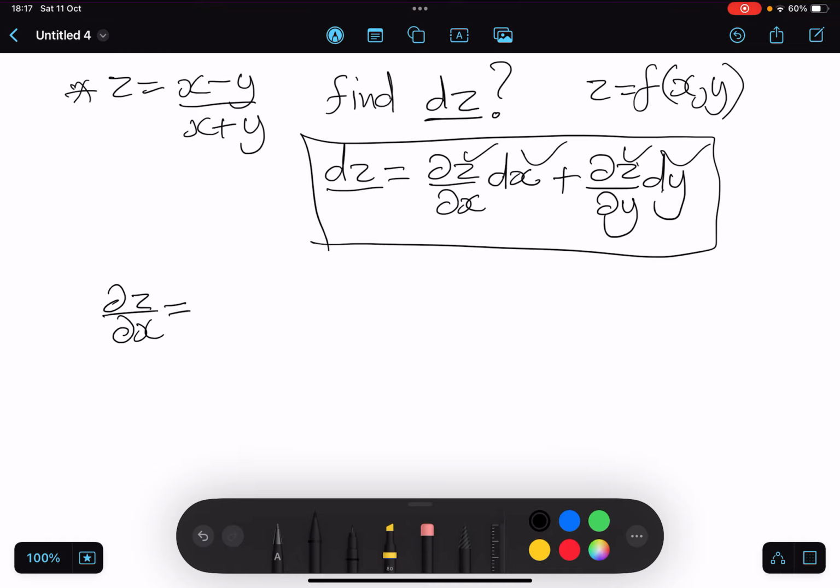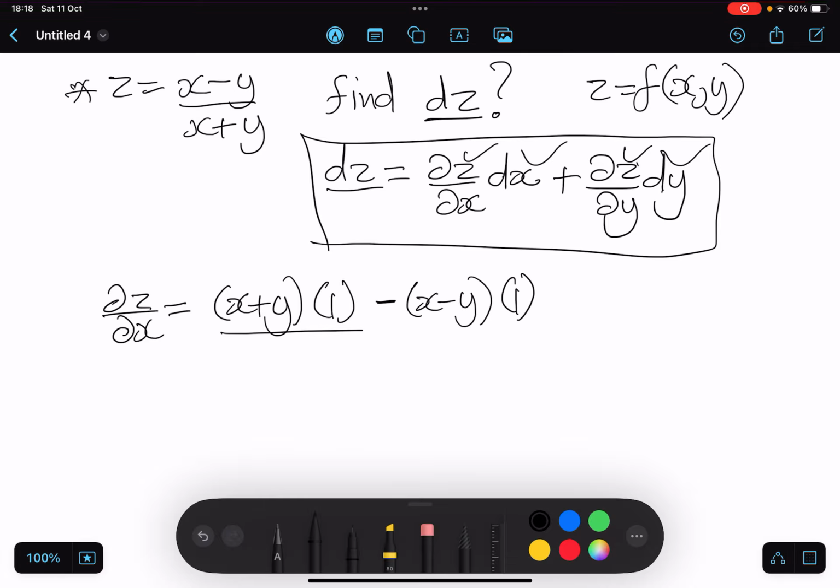dz/dx. This is going to be what? Differentiating this, whether you're using the product rule or the chain rule, stays the same thing. So we are going to use the chain rule. We're going to have x plus y, right? And then differentiating the numerator with respect to x, we're going to have 1, minus (x - y) times the derivative of the denominator with respect to x, which is 1 again, all over the denominator squared, right? So this is equal to what?